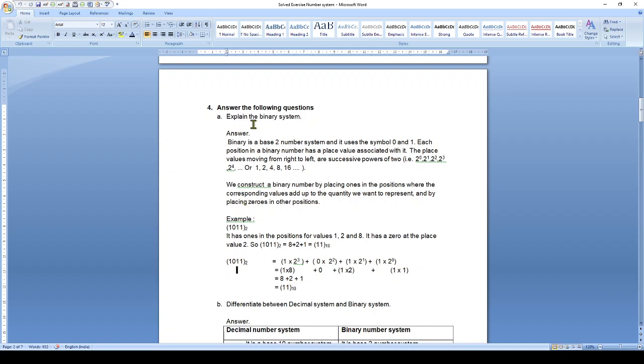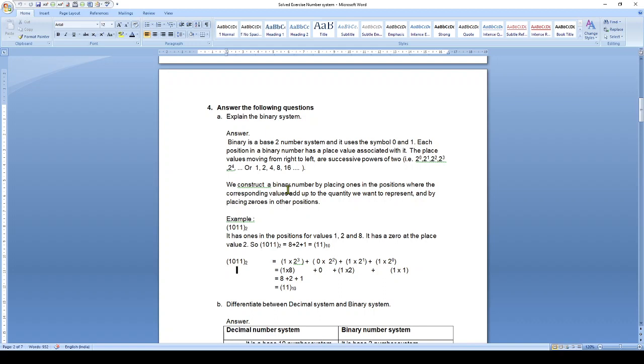So let's read the explanation of the binary number system once again. The binary is the base two number system and uses the symbols 0 and 1. Each position in a binary number has a place value associated with it. So you have seen each position is having a place value. The place values moving from right to left are successive powers of 2. You have seen how they are successive powers of 2 and how you add up the powers of 2 to get the value of the representation in a binary number.